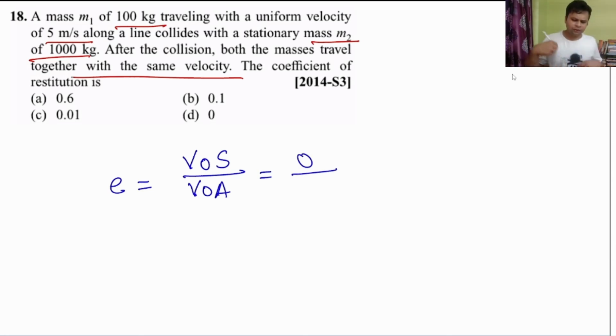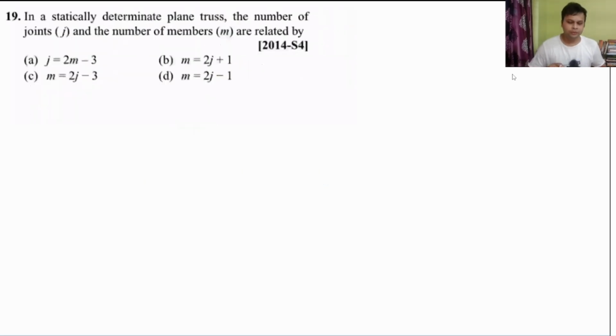It does not matter what the velocity of approach is, though you can find it here: uniform velocity, collider stationary, so velocity of approach is 5. Whatever it is, e is equal to 0. So the answer is D. Such a simple question, right? Okay. Question number 19 is a direct question.